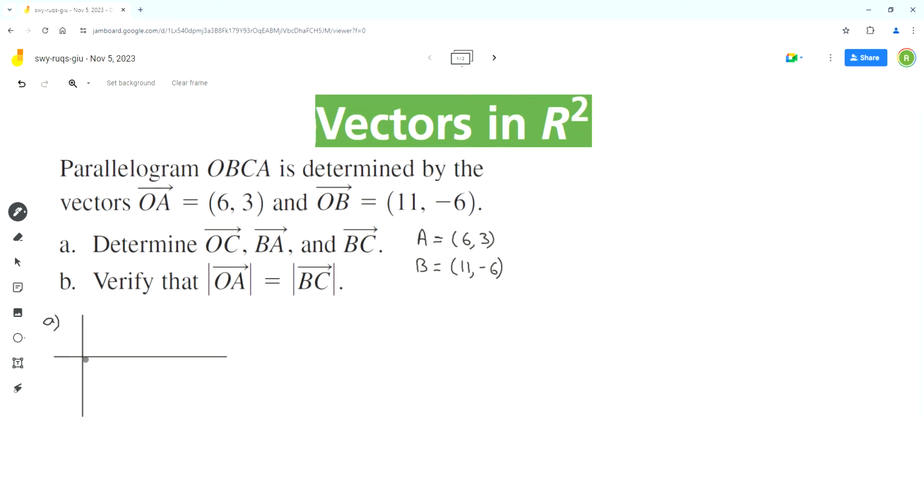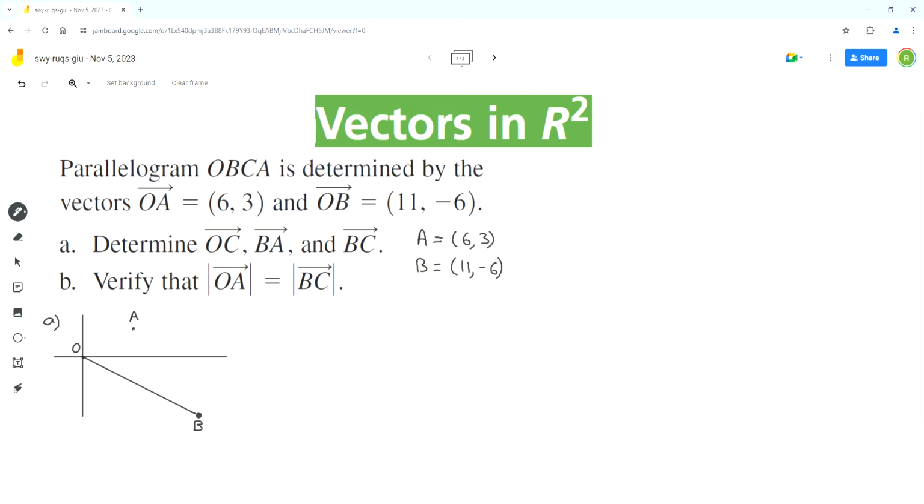So the first point is the origin. Now we can show point A, which will be somewhere here. And then point B, and that will be somewhere here. Now the given parallelogram is OBCA, so we'll have to go in that order. We'll start from point O and go to point B, and then from point B to point C.